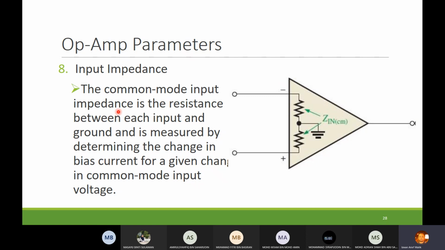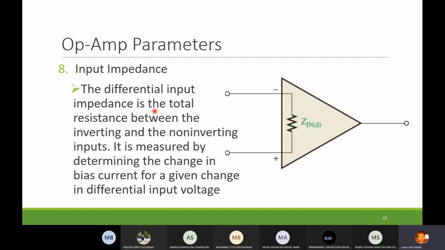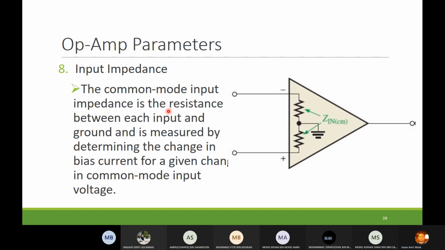The common mode input impedance is the resistance between each input and ground, and it is measured by determining the change in the bias current for the given change in common mode input voltage. Okay, so this is for the common mode, this is for the differential mode. So input impedance has two conditions.